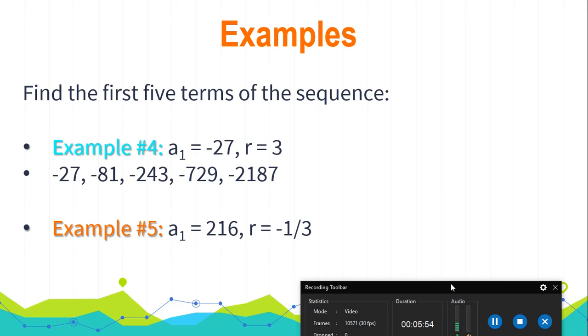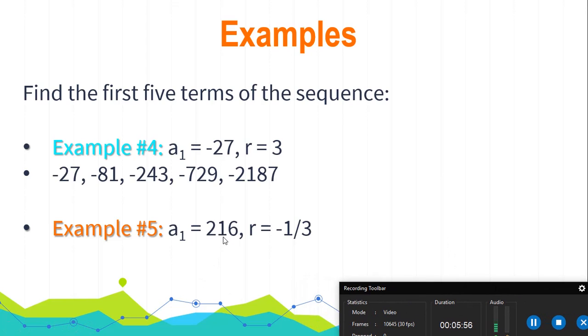Same thing in example 5. We're going to start with 216. Our common ratio is actually a decay model. We're going to multiply by negative 1/3. So our next term will be negative, but then I'll take that result and multiply by negative 1/3 to get a positive. So these are my results.